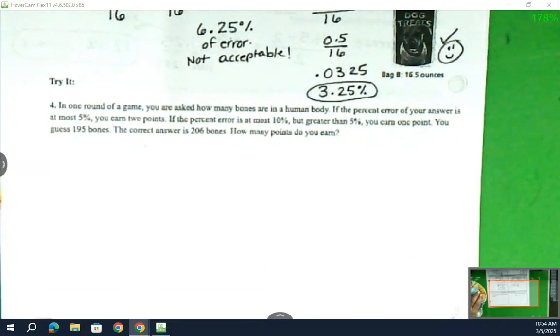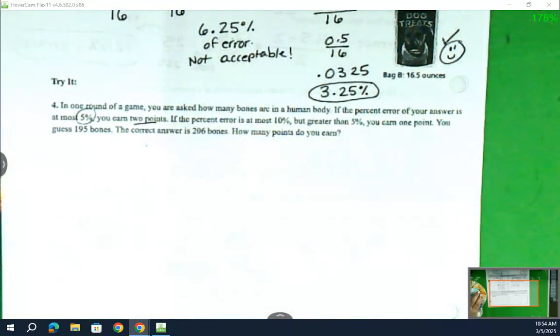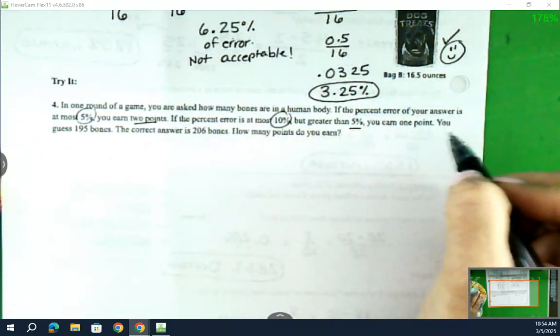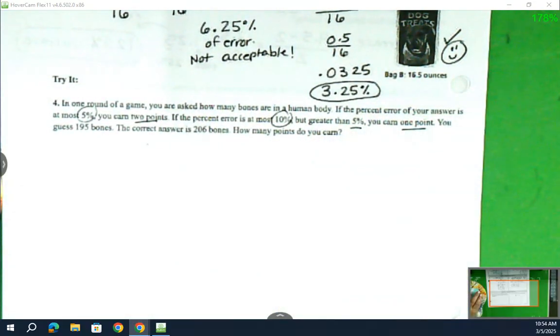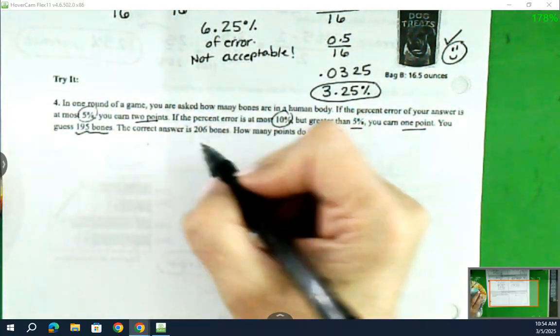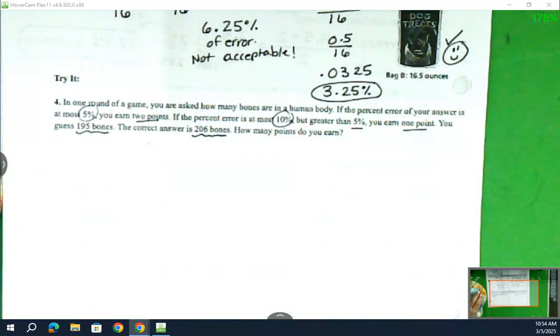Okay, number 4. In one round of a game, you are asked how many bones are in a human body. If the percent error of your answer is at most 5%, you earn 2 points. If the percent error is at most 10%, but greater than 5%, you earn 1 point. You guess 195 bones. The correct answer is 206 bones. How many points do you earn?